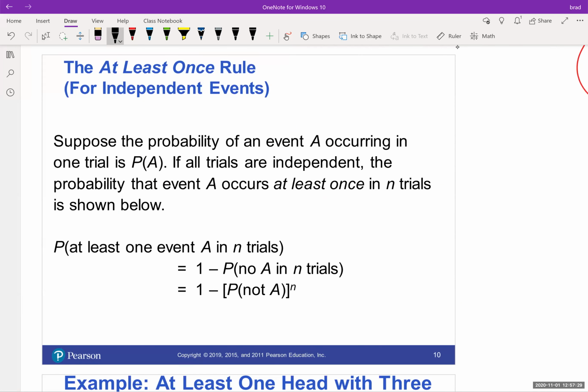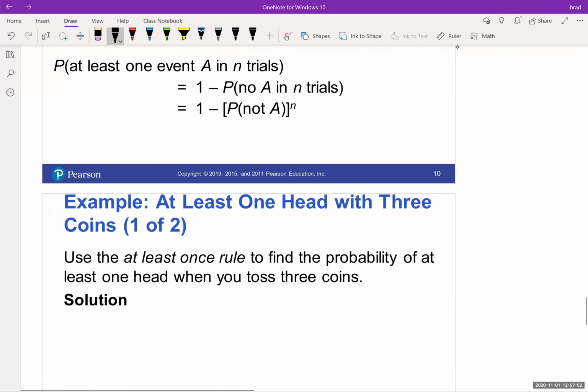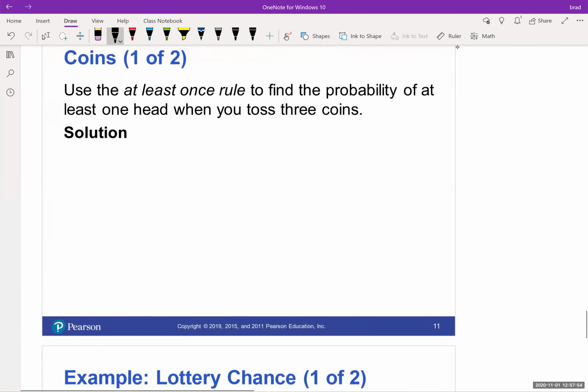Okay, so the at least once rule. Suppose the probability of event A occurring in one trial is probability of A. If all the trials are independent, the probability that event A occurs at least once in n trials is shown below. So this is how the book shows it. I'll try to talk to you about it. So the probability of at least one event A in n trials. So let's look at an example problem. I think that's the best way to talk about this.